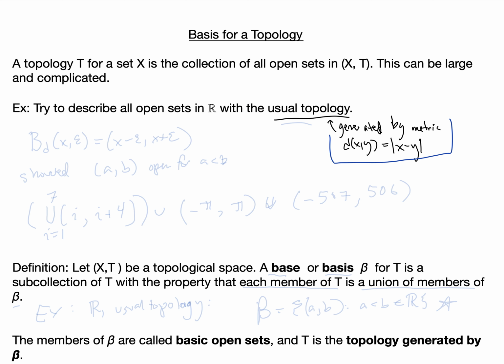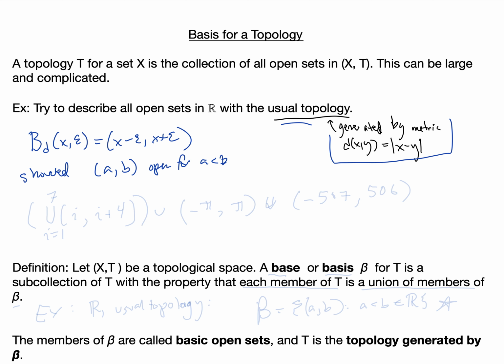So if we think about that metric space, which is a topological space, we know that the open balls in that metric space are of the form x minus epsilon to x plus epsilon, those open intervals. And we showed, therefore, that any open interval is in fact open. (a, b) is open for a less than b in the usual topology.